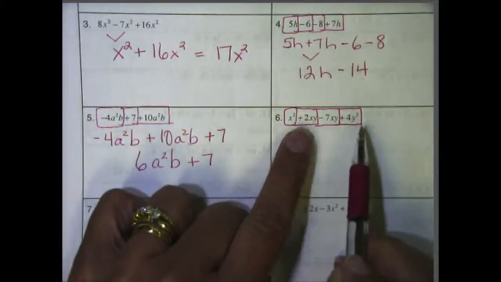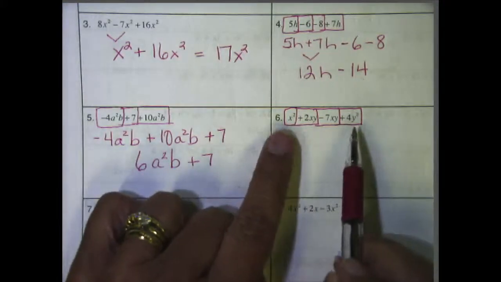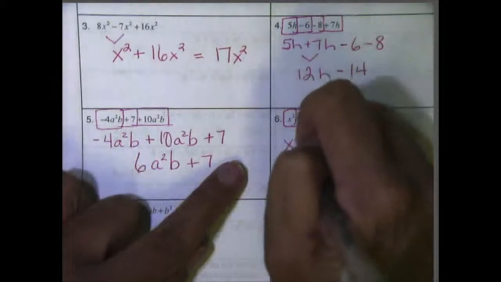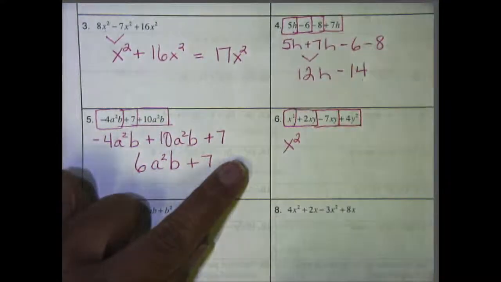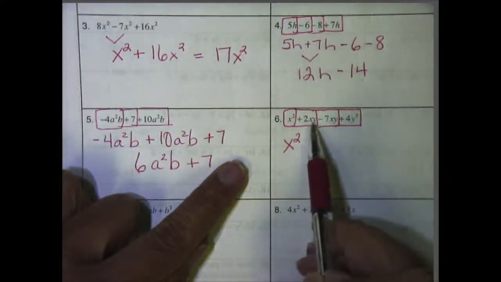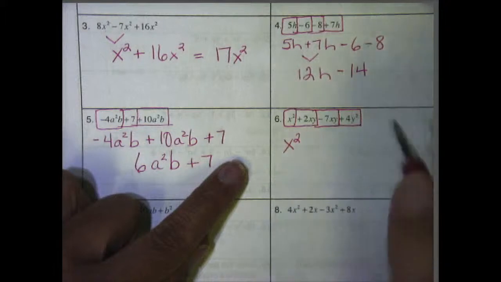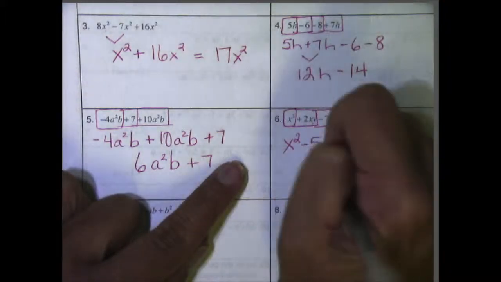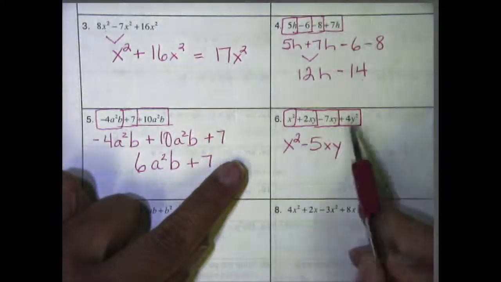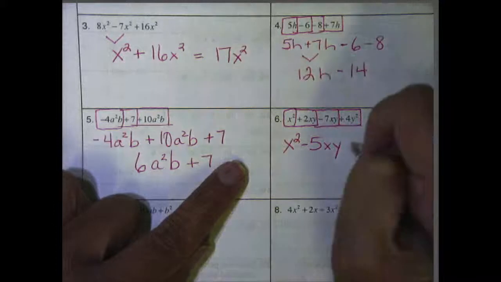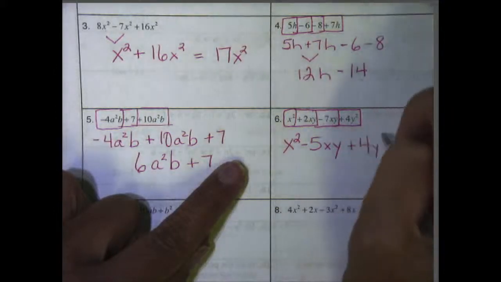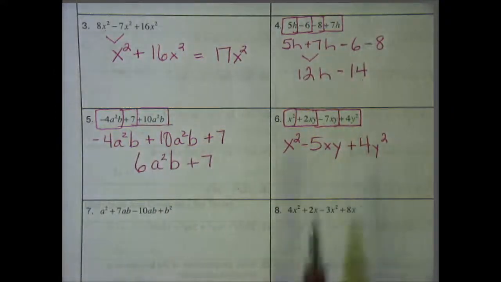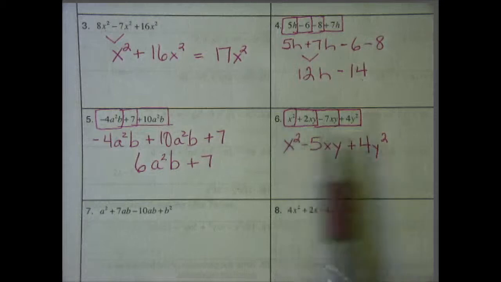So really, we're already grouped into like terms. We don't need to rearrange. We'll just take x squared because there's nothing to add or subtract that to. Positive 2xy minus 7xy, so we have -5xy. And then we have positive 4y squared. And that's all you can do. There are no other like terms that you can combine here. So this is in simplest form.